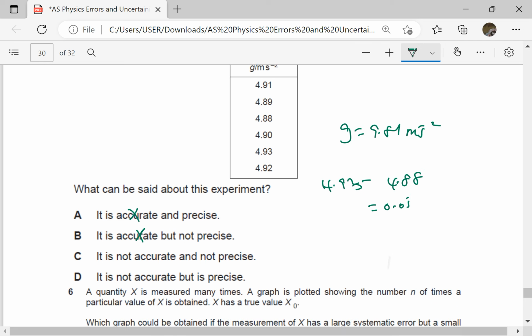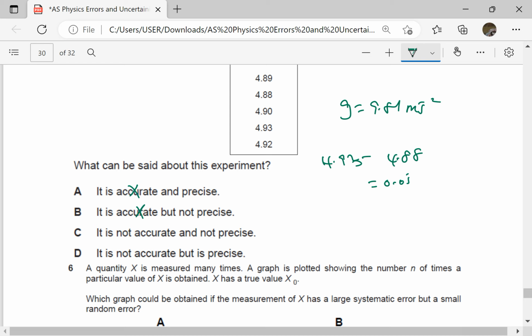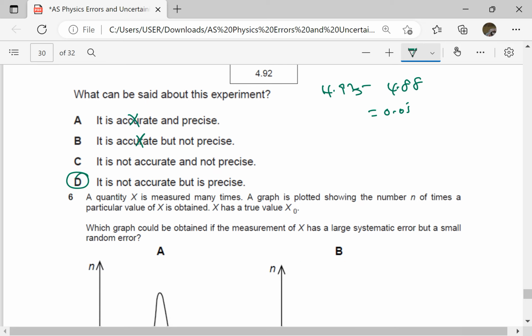They are close to each other, so they are not accurate, but we can consider them as being precise. Not accurate, but precise.